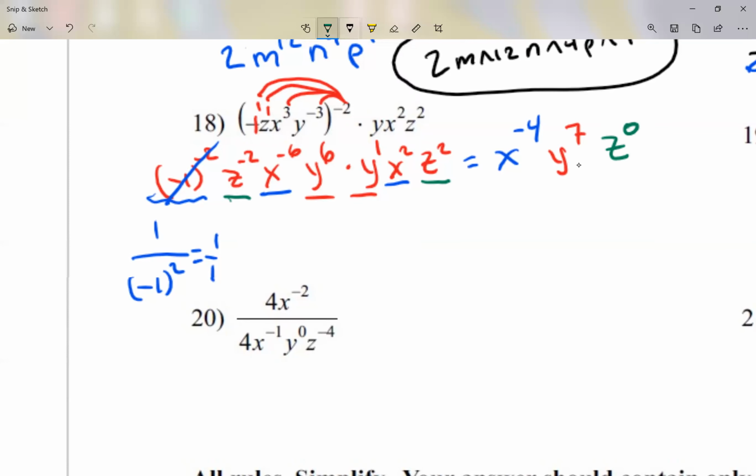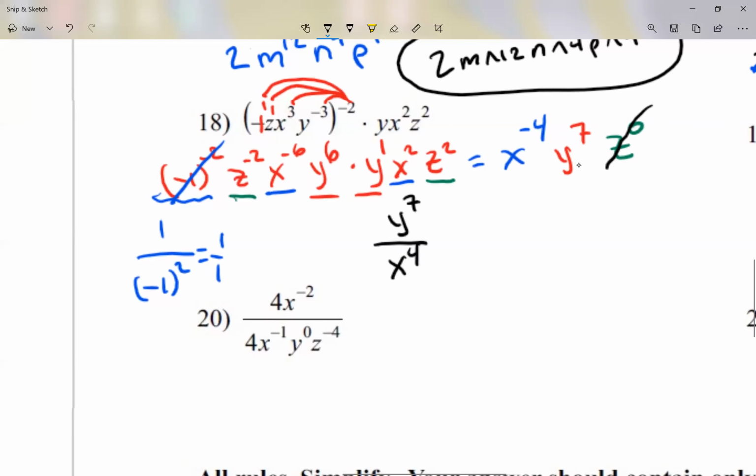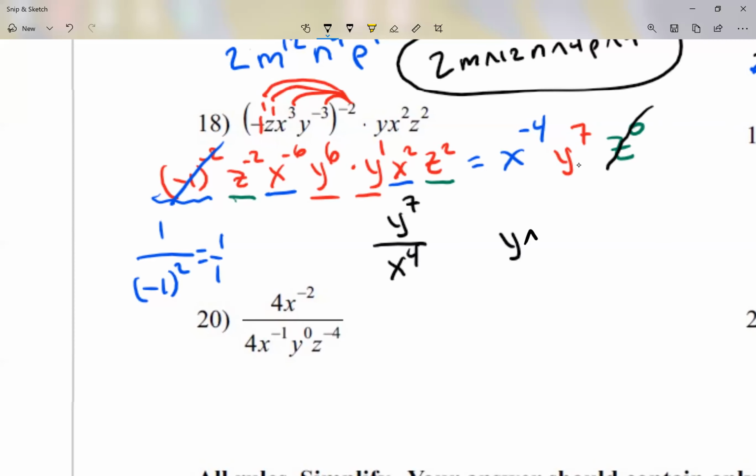All right, so Z to the 0 is 1, and I said multiplication 1 is useless. So Z to the 0, I'm not going to write. I see there's a negative exponent, so that's going to go to the bottom. So if I was to write this, I will write Y to the 7th over X to the 4th. Notice I brought X to the 4th to the bottom. Now, if I'm going to type it, I'm going to go Y to the 7th over X to the 4th.